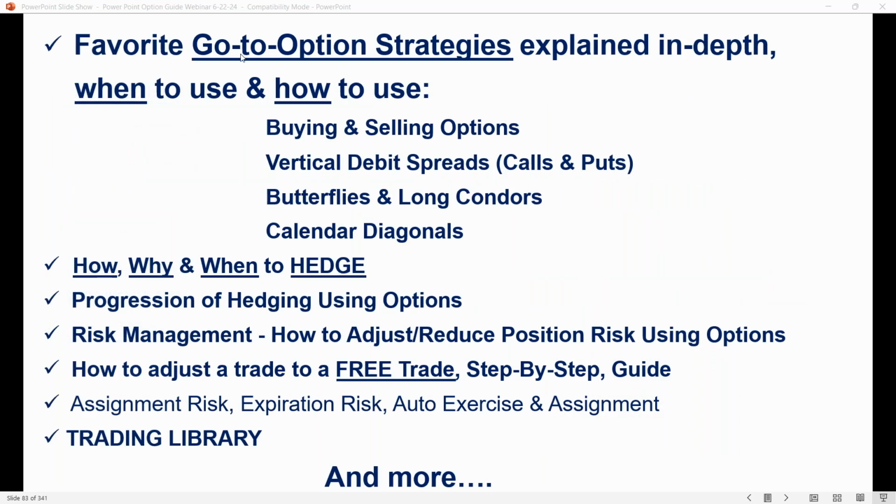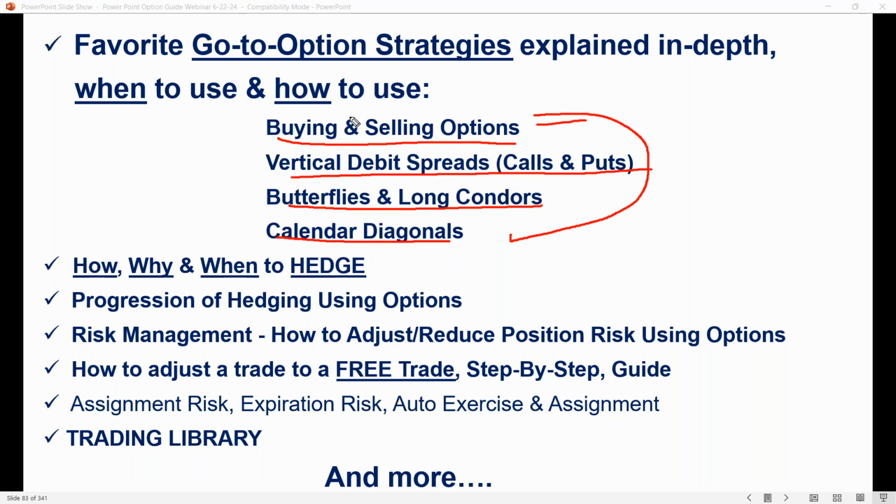And then we're going to go through just the go-to strategies, making sure you understand with a lot of different examples. So we're going to go through buying and selling options, when we're going to do that, using the vertical debit spreads, calls and puts, butterfly, long condors, and the counter diagonal. So these are the go-to strategies we'll cover in this course with really good examples of how to use, when to use, and the variations of market conditions, how, why, and when, and then also when to use for hedging, and I also take you through what I call the progression of hedging using these options to do that.